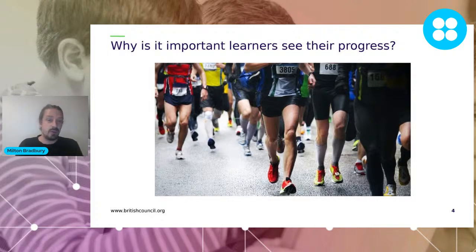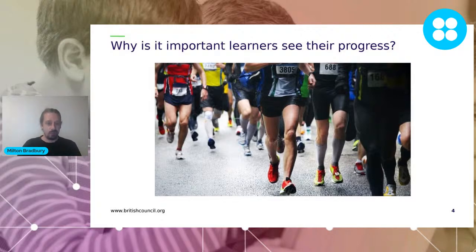Now, why is it important that learners see progress? Well, I'd like to use the metaphor of running a marathon. I haven't actually run a full marathon myself. I ran a half marathon, but I would like you to imagine you're running a marathon. How many miles is it? It's something like 24 miles or something like that, and kilometers, I don't know, 40 something. It's very, very long. And as an amateur, it probably takes you around 4 hours or something like that, or even more.